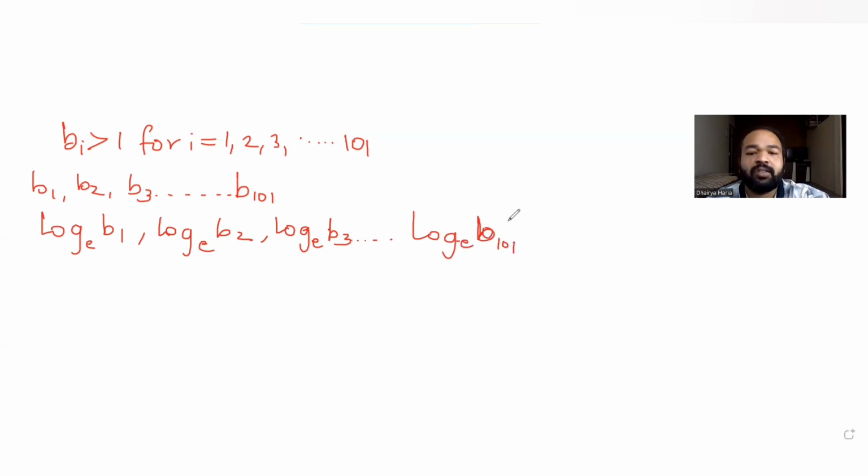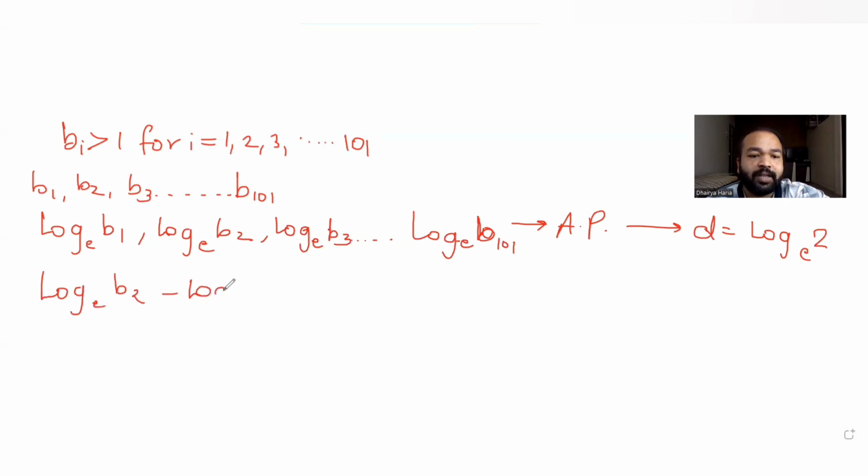He's telling me all of these are in arithmetic progression and the common difference between all of these terms is log 2, right? So if I analyze these terms in arithmetic progression, the difference between the consecutive terms is a constant value. So log of b2 to the base e minus log b1 to the base e is my difference d. And log a minus log b gives me log of a by b, so log of b2 by b1 to the base e, and the difference here is log 2.